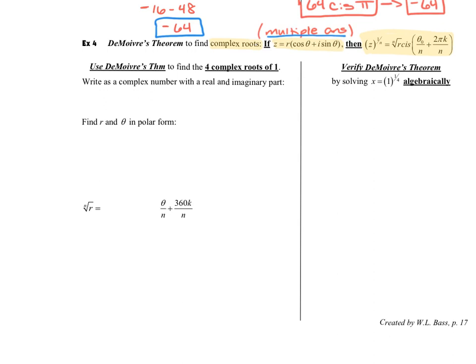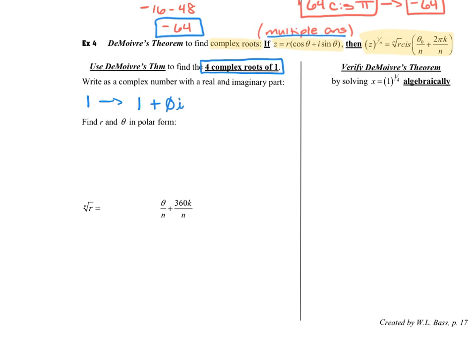So what we want to do is find the 4 complex roots of the number 1. That question definitely sounds pretty crazy. So the number I'm working with is 1. I want to write that in a complex form, which means it has a real portion and it does not have an imaginary portion.